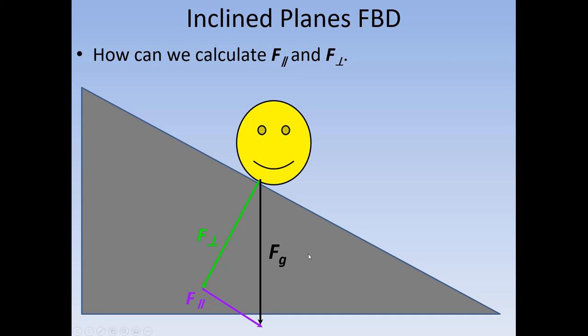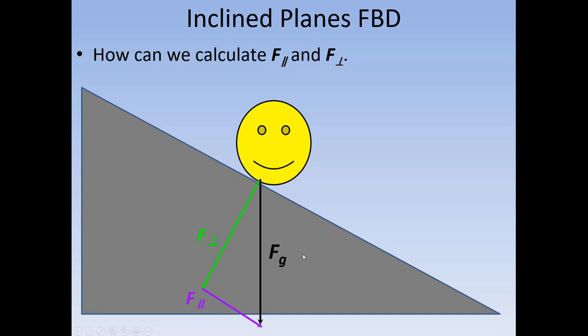Now, the real question is, how are we going to calculate F parallel and F perpendicular? Well, first and foremost, we know that these are components. So that's going to give us a really good hint as to how we're supposed to approach this. We know from previous topics that when we are looking for the components of something, we basically multiply it by either sine or cosine, depending on whether we're looking for an x or y component. We're going to do the same thing here.